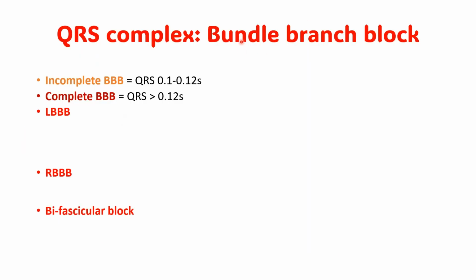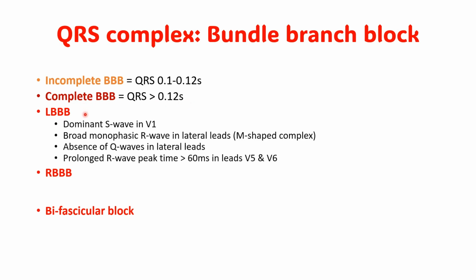Okay, so an incomplete bundle branch block is where we have a QRS width between 0.1 to 0.12 seconds. In a complete bundle branch block, the QRS width is greater than 0.12 seconds. Okay, so it's greater than 3 small squares. Let's talk about left bundle branch block first. So we have something called a dominant S wave in V1, and this is because the right ventricle depolarizes sooner than the left ventricle, due to the block.